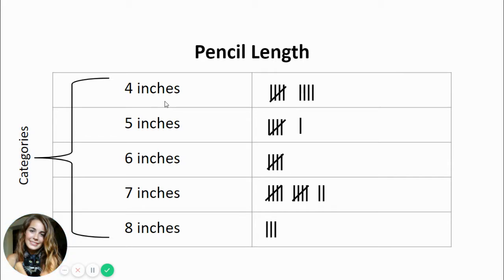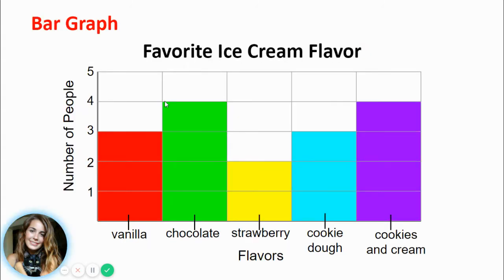Today, we're going to look at a different way to organize data, and this is called a bar graph. I'm sure that you have seen bar graphs before. Here's an example of a bar graph. A bar graph is also going to have a title. The title of this bar graph is favorite ice cream flavor. So that tells me exactly what this data is about.